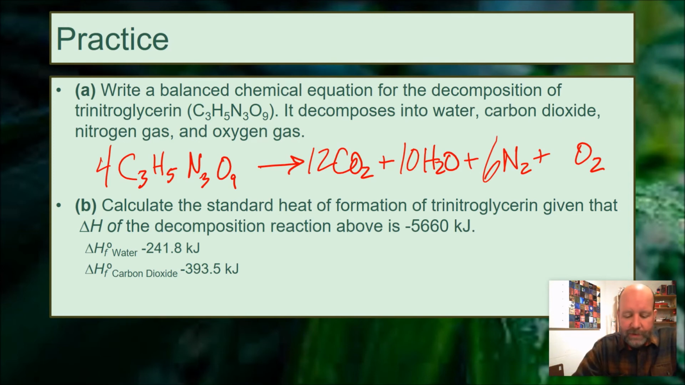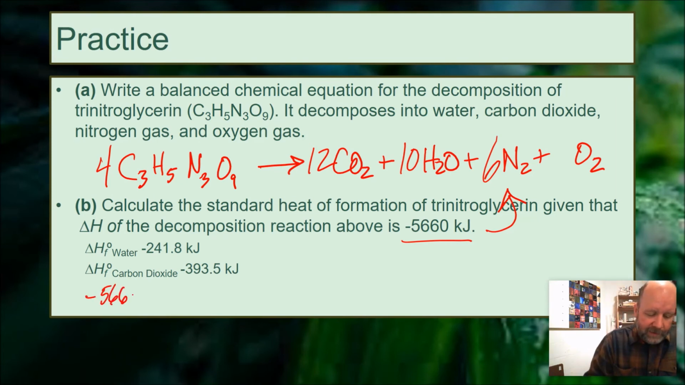We go to calculate the standard heat of formation of this trinitroglycerin. Given that this is the delta H for this reaction up here, I've got the standard heat of formation of water. I've got the standard heat of formation of carbon dioxide as well. So think about your equation. You're going to have the delta H of the entire reaction is equal to the standard enthalpy of the reactants minus the standard enthalpy of the products. And you got to take into consideration all those coefficients. So in this case, the heat of the reaction is negative 5660.